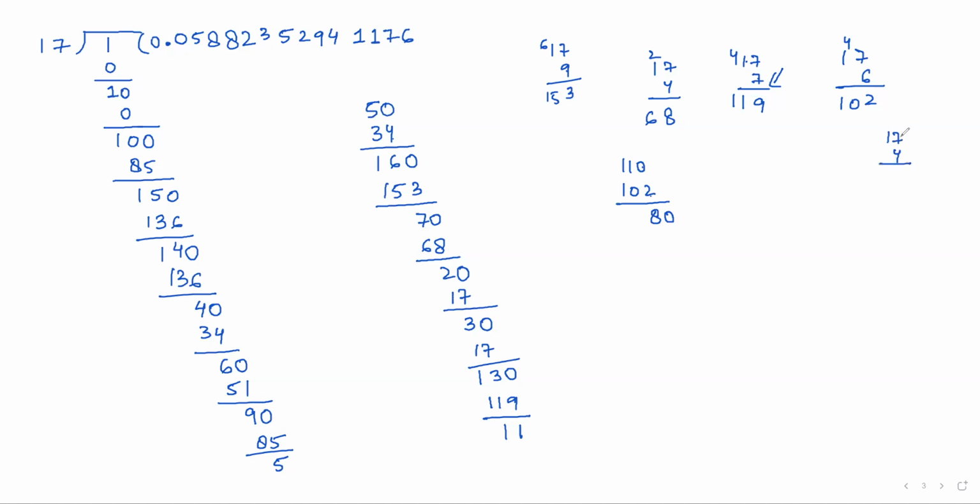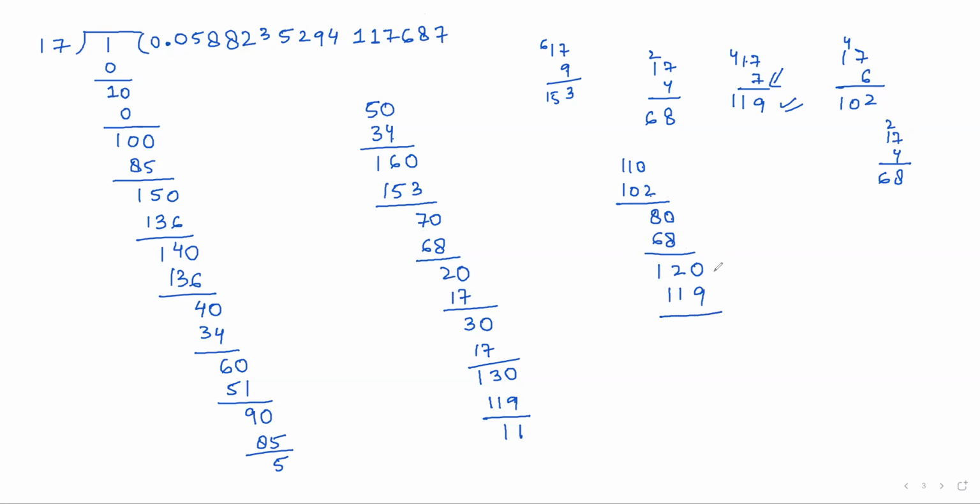4 into 7 is how much? 28. 68. So 8 times is 68. Then I'm getting 10 minus 8 is 2. And then 7, 12. So make it 120. Now how many times in 120? 7 times.